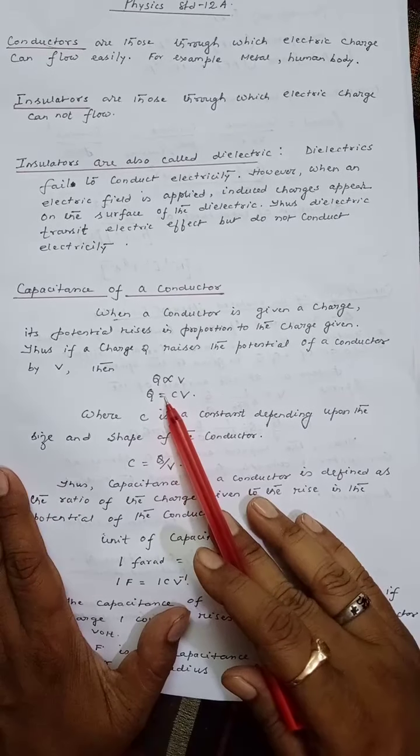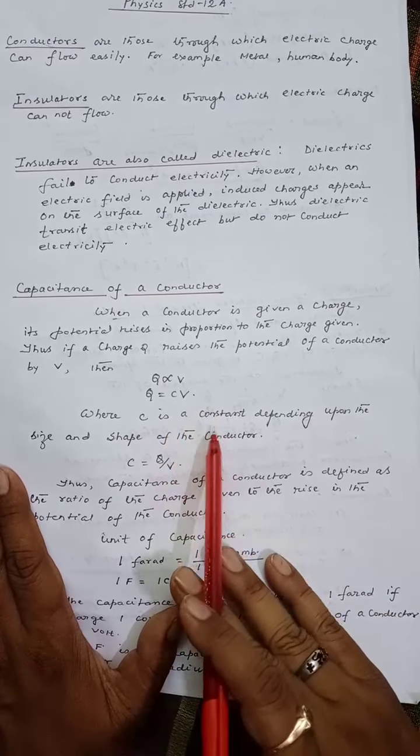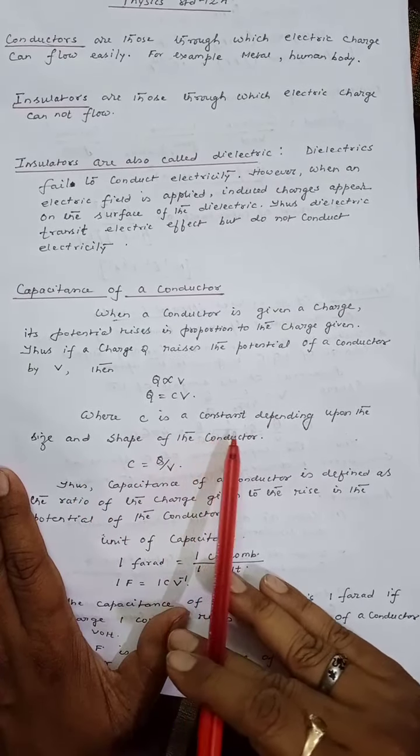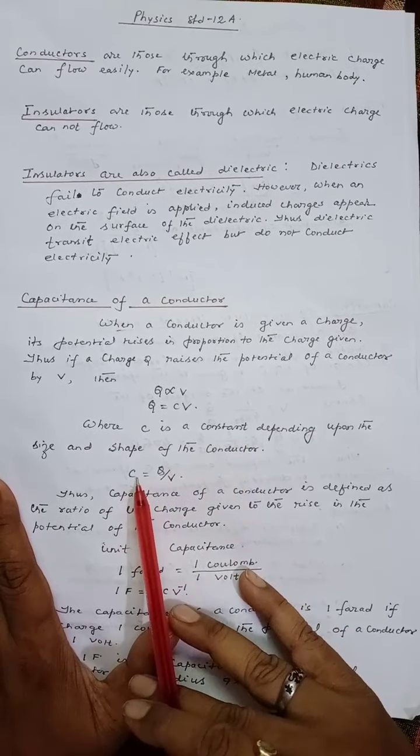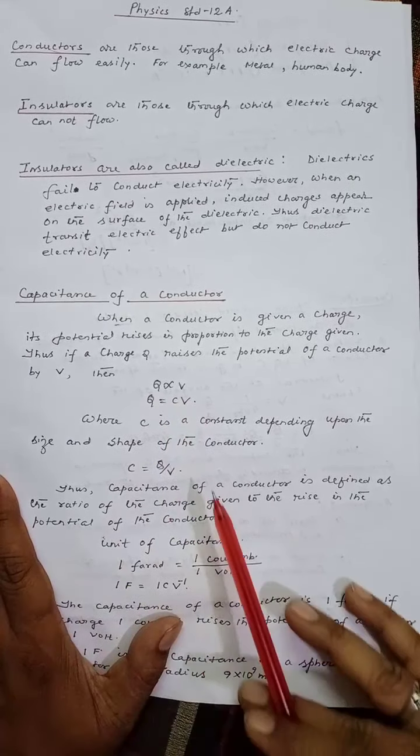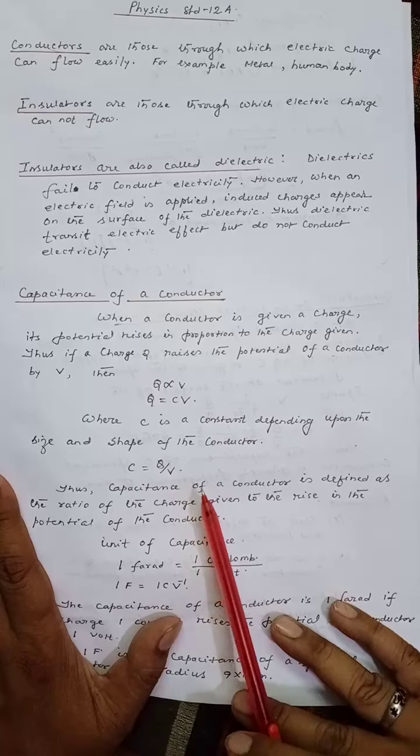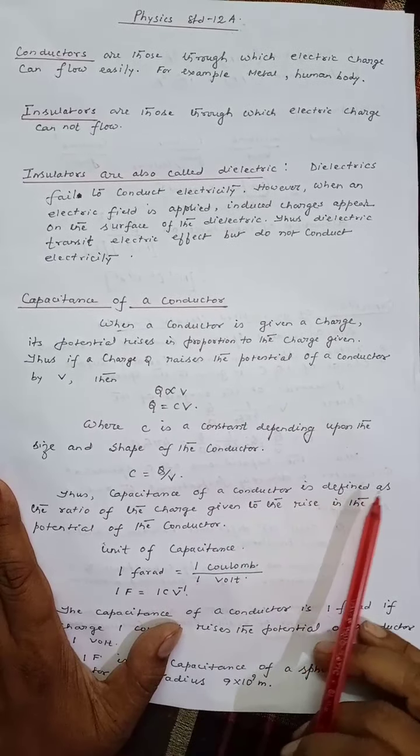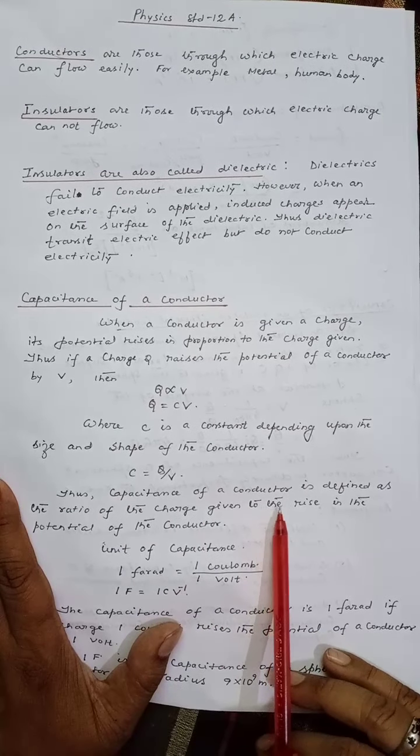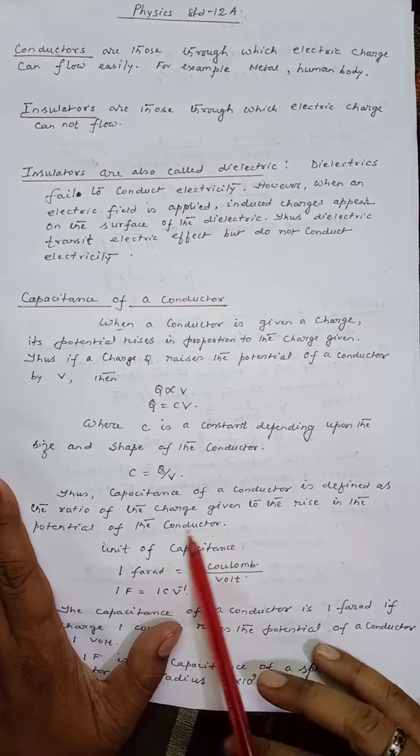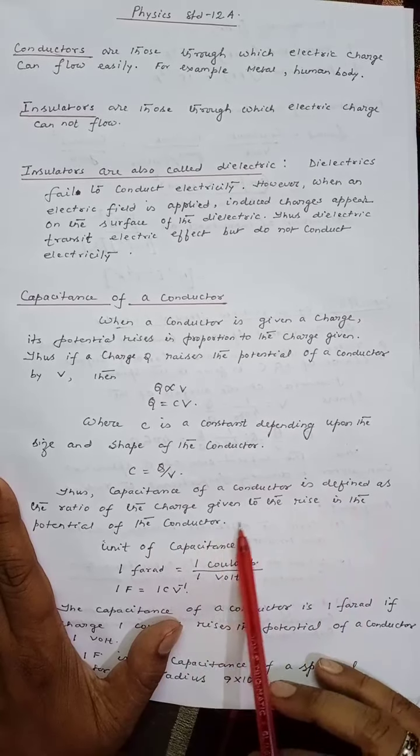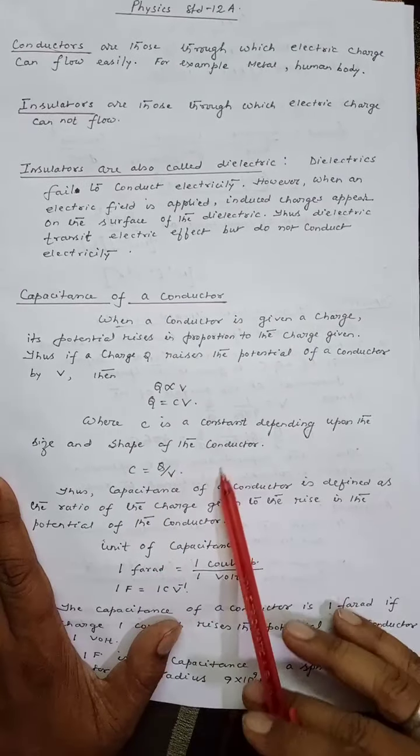Here we write Q equal to CV, where C is a constant depending upon the size and shape of the conductor. So we can say C equal to Q by V. Thus, capacitance of a conductor is defined as the ratio of charge given to rise in the potential of the conductor. So C equal to Q by V.